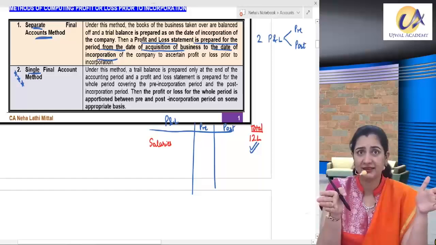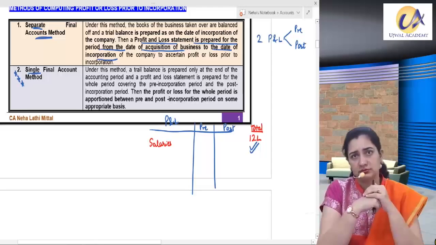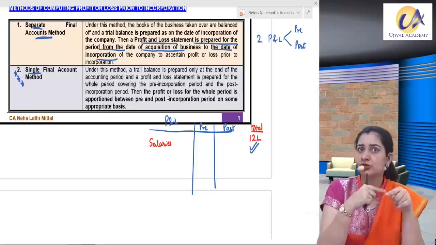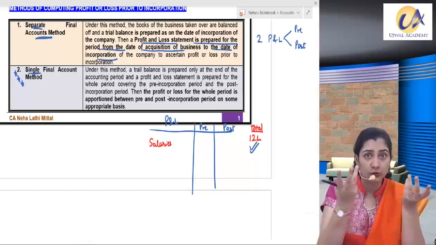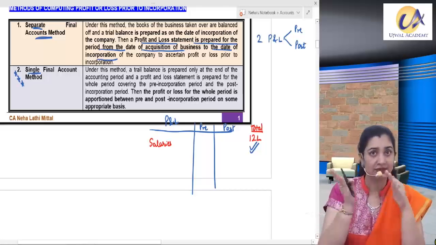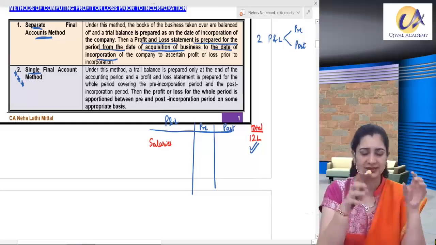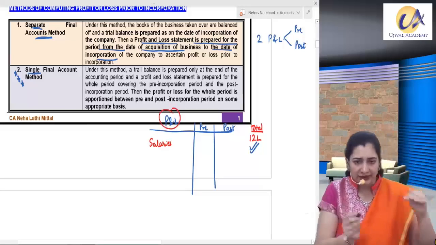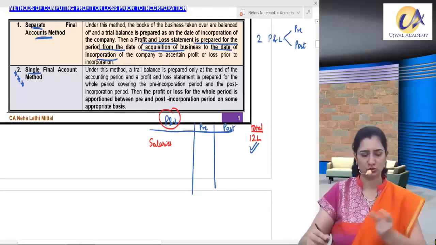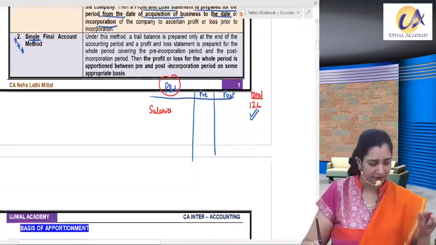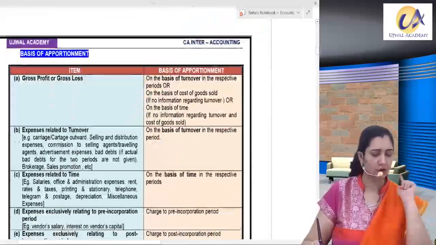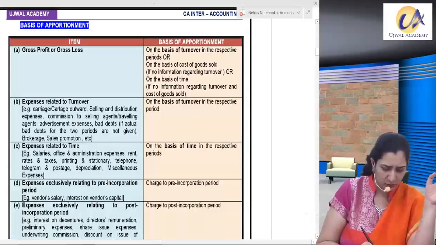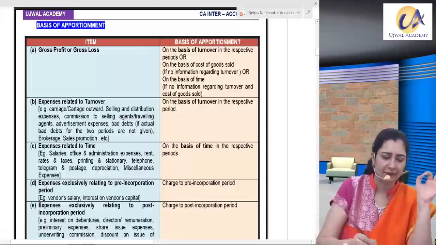अब मुझे स्प्लिट करना है बिटवीन प्री एंड पोस्ट, है ना, बिकॉज आई हैव टू मेक 2 columns. तो द नेक्स्ट चैलेंज इज गोइंग टू बी हाउ टू स्प्लिट द एक्सपेंसेस and the income which is in the PNL into pre and into post. So what is my next concept going to be? The basis of apportionment. How you are going to apportion this between pre and post.